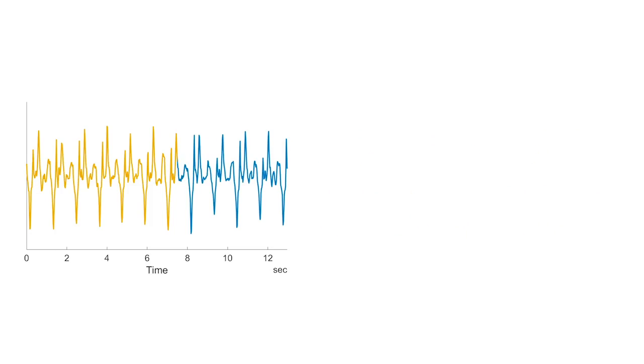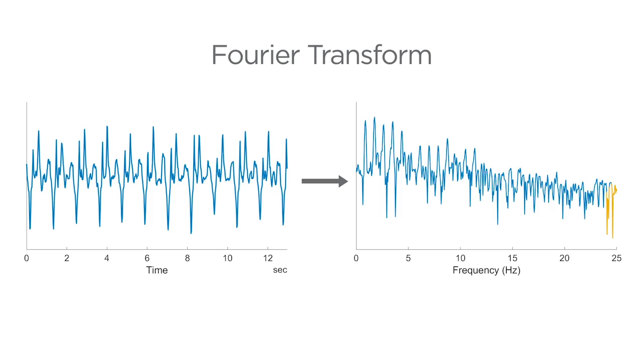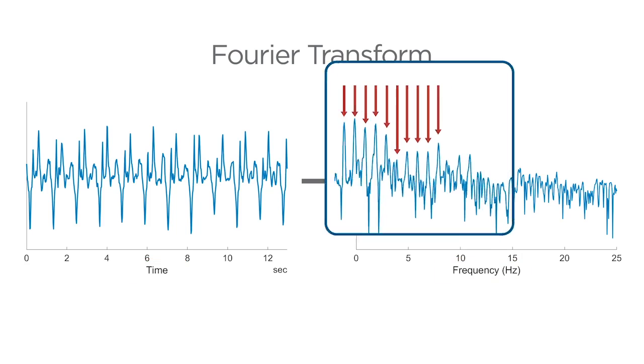The frequency content of a signal can be analyzed with a Fourier transform, which is a mathematical transformation that converts a signal to a different domain. This means the data is indexed differently. The original data was indexed by time, whereas the transformed data is indexed by frequency. If you look closely at the transformed data, you can see a series of regularly spaced peaks.